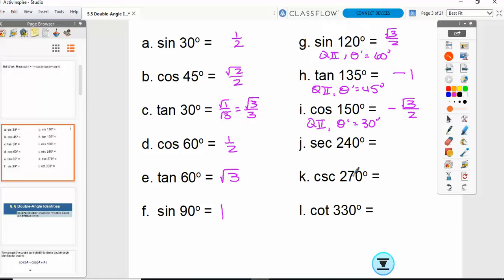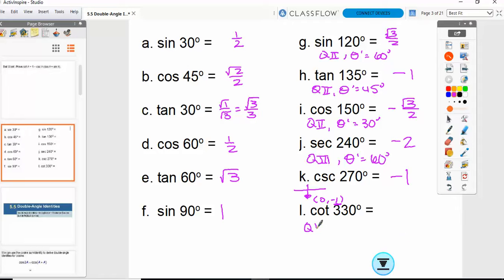What quadrant is 240 in? Secant is the reciprocal of cosine. So 240 minus 180 is 60. Cosine of 60 is 1/2. So secant would be 2, and in the third quadrant that would be negative. 270, you can think about right here. That's the point 0, -1. Sine is the y. Cosecant is the reciprocal of that, so reciprocal of -1 is negative 1.